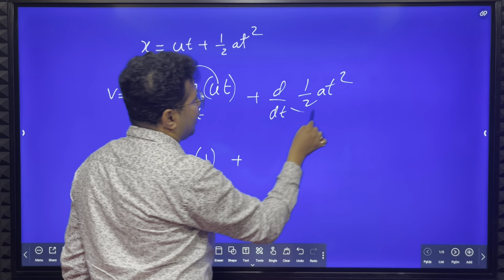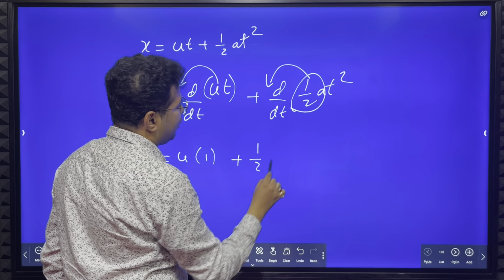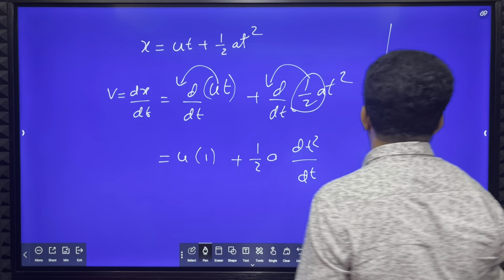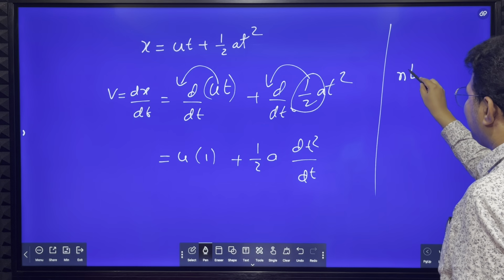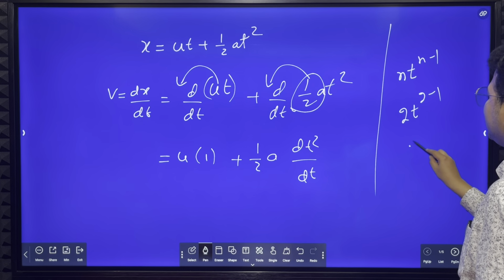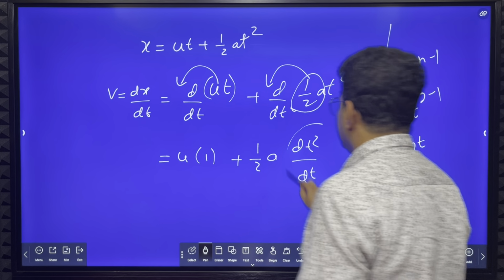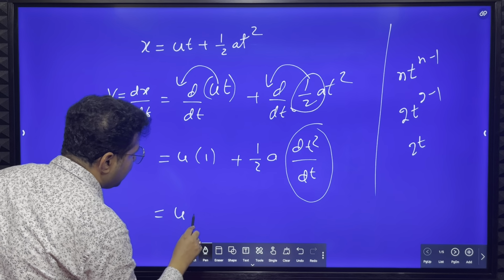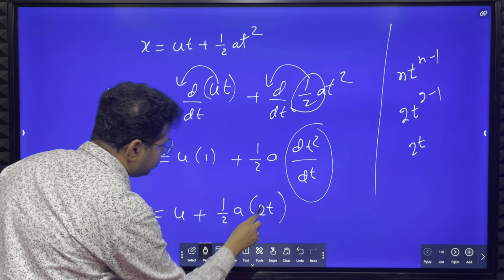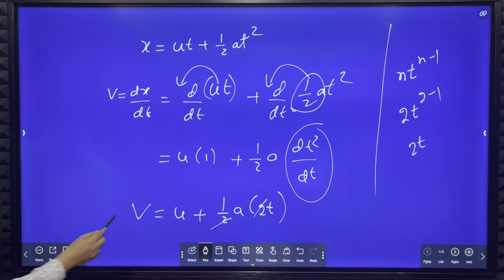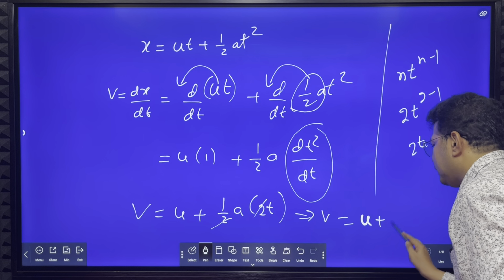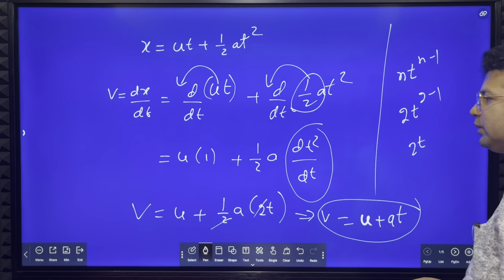Plus half a is a constant, comes outside. Half a into what is differentiation of t square? n into t power n minus 1. Correct. Now what happens? 2 into t power 2 minus 1, that is 2t. So this is u plus half a into 2t. 2 and 2 get cancelled. So what do we get? We got v is equal to u plus at. Right?